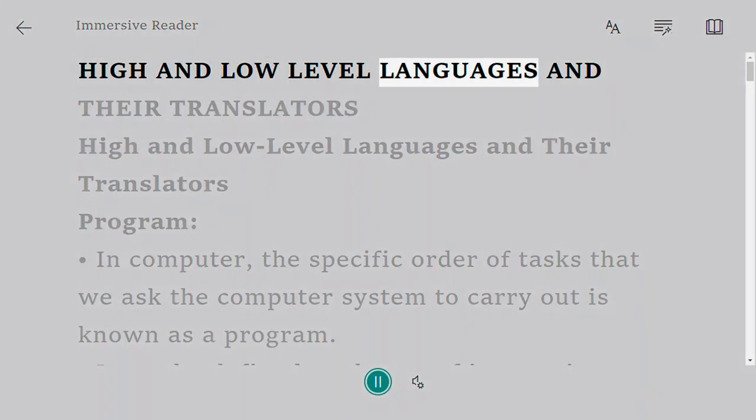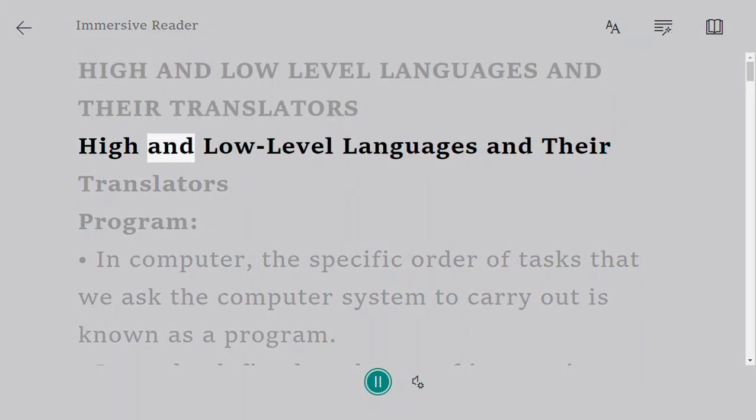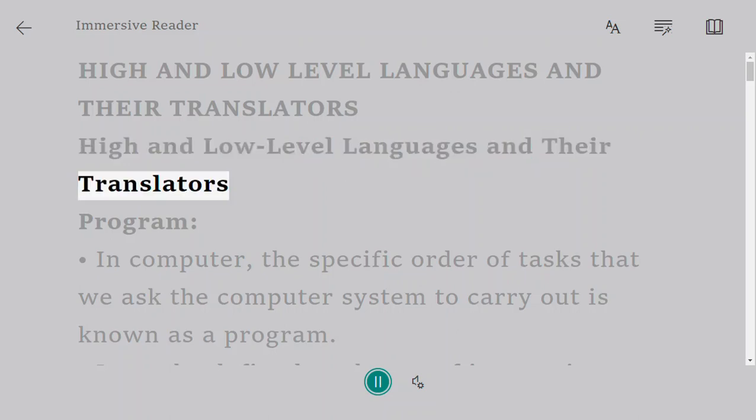High and low-level languages and their translators.